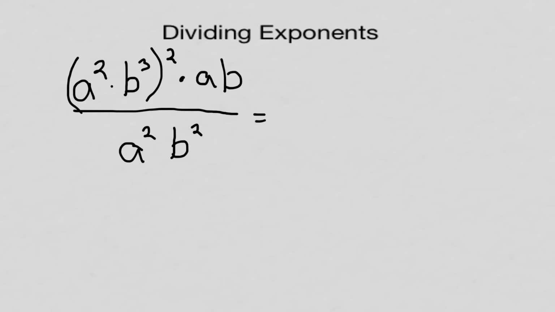Last problem. This is going to be a short video. So, all right, looks like a lot going on here. Let's go ahead and do this. We have to do the numerator first. Got to do the top first. All right, I've got a to the second times b to the third squared times ab. So let's take care of this. A to the second squared is going to be a to the fourth. B to the third squared is going to be b to the sixth times ab.